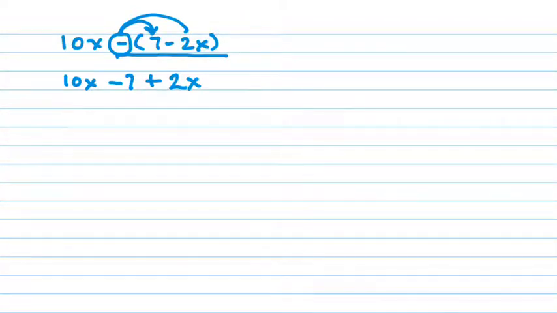Are we done? Why not? Yeah, we have some, what are they called? Like terms. So we have 10x's plus 2x's makes what? And what about the negative 7? Just comes down, stays the same. And there's your completed answer.